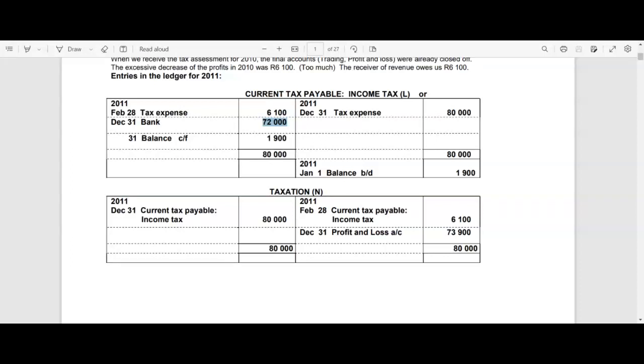Once you've done that entry, you've debited your bank account, you've credited your current tax payable income tax account. What is the balance on that account then? Thank you, Fanny. What is the balance on that account then? It had a debit balance of 6,100. We've just said now that you are going to credit it with 6,100 when you receive the refund from SARS. So yes, dead right, Fanny, the balance is zero.